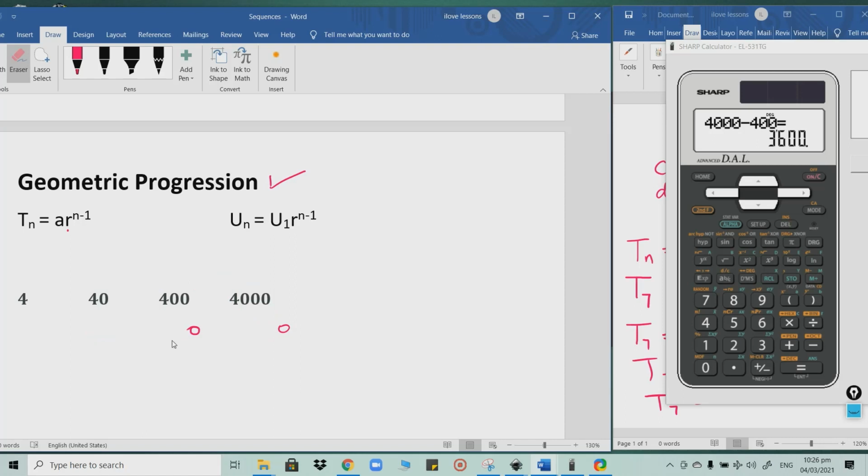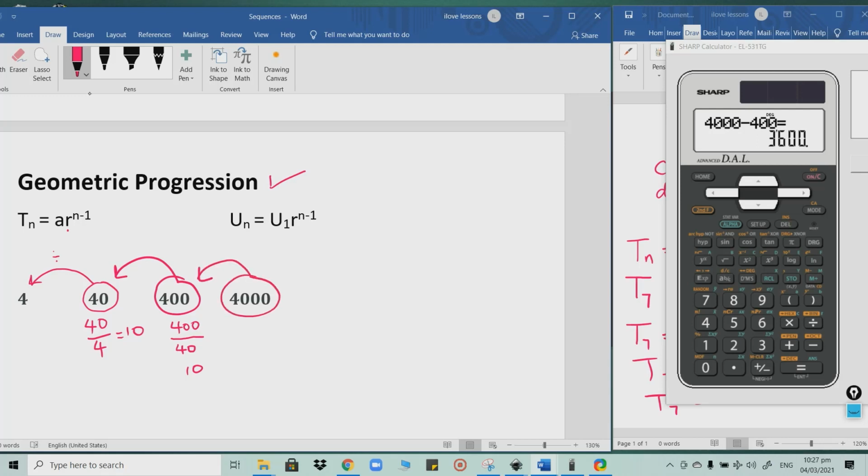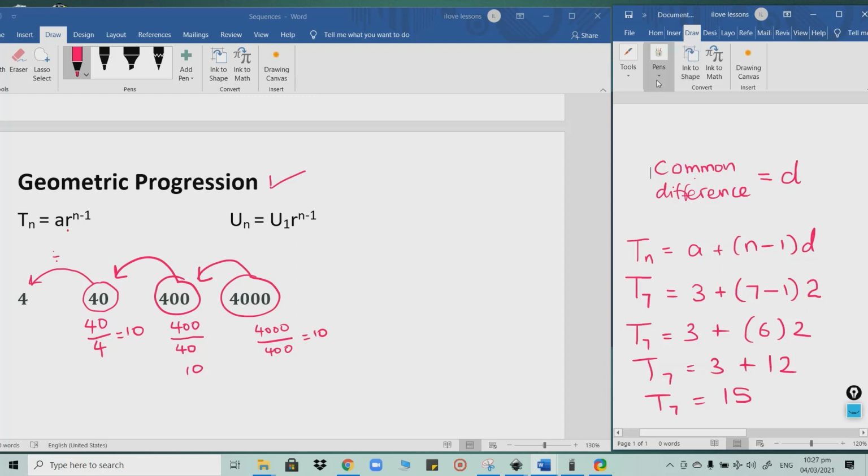So how would we figure out what the next number is? Well, in a geometric progression, if you take the number in front and divide it by the number before, you're supposed to get the same number. 40 divided by 4 is 10. Let's try the 400 and the number just before. Take 400 and divide it by the number before, and we get 10 again. Take the 4,000 and divide it by the number just before. 4,000 divided by 400 is 10. This is a geometric progression. When you take a number and divide it by the previous number, you always get the same number. That number is R. That's your common ratio.